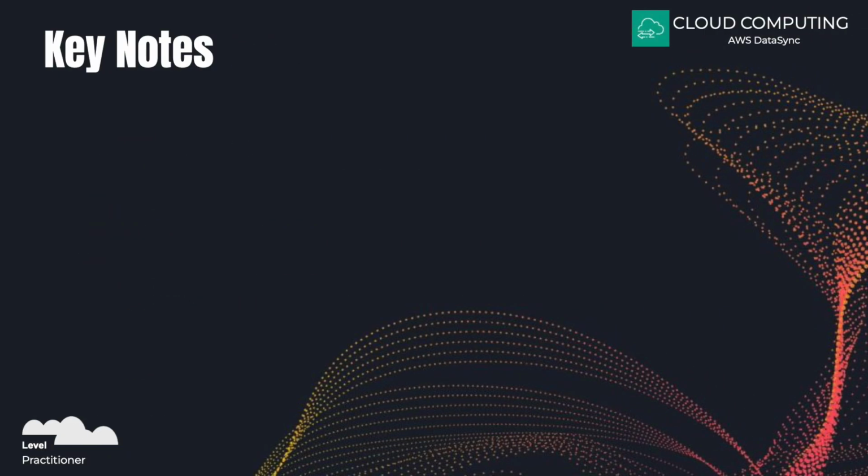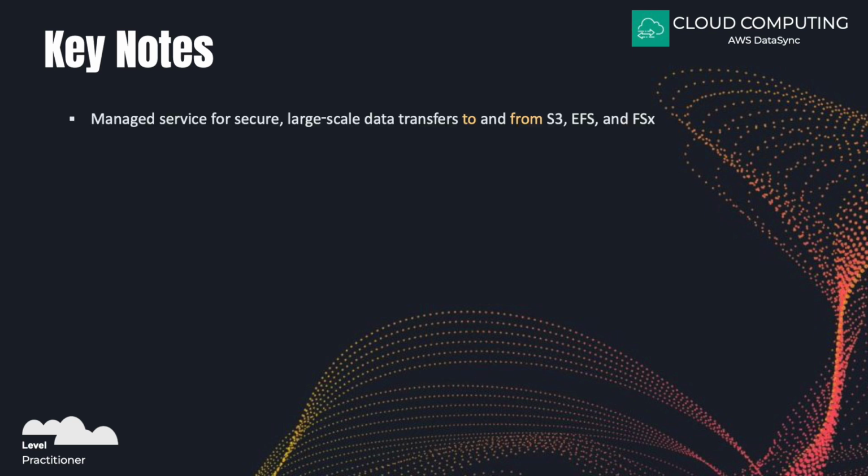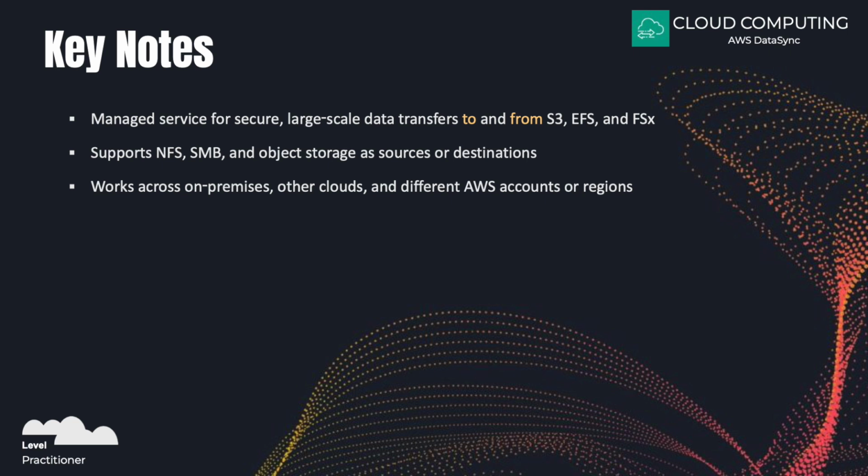All right, now, to help you remember, let's quickly summarize what you should keep in mind. AWS DataSync is a managed service that lets you securely transfer large amounts of data to and from AWS storage services such as S3, EFS, and FSx. It supports NFS, SMB, and object storage as source or destination systems, and it's designed to handle large-scale migration and ongoing transfers. It works across on-premises, other cloud platforms, or different AWS accounts or regions.